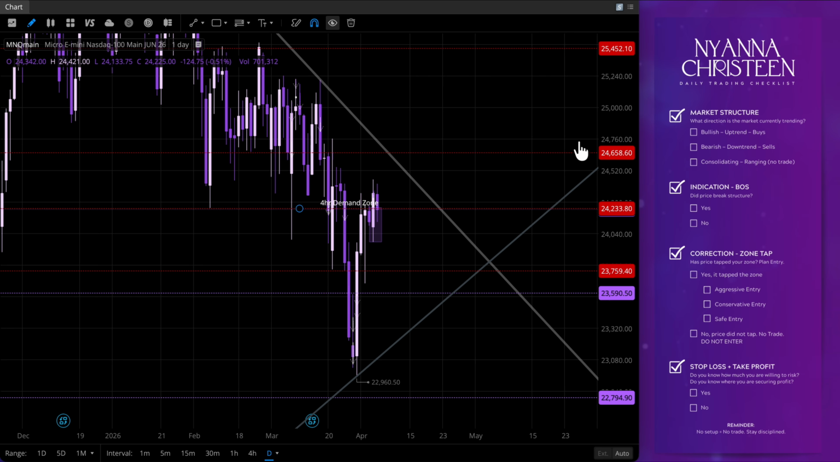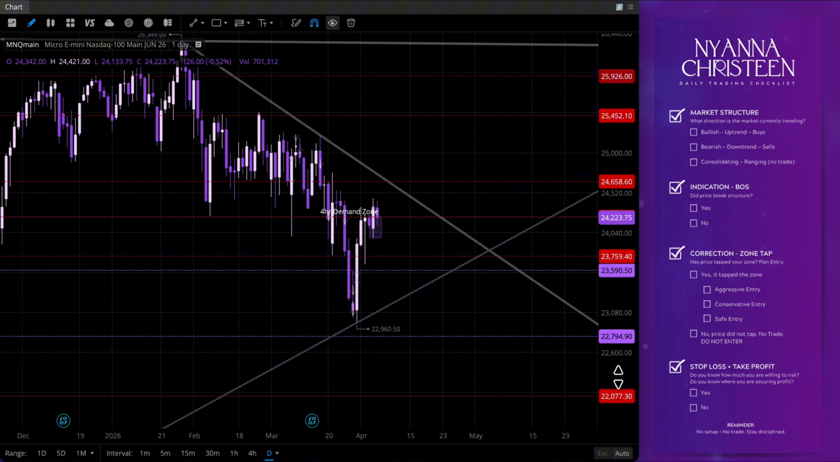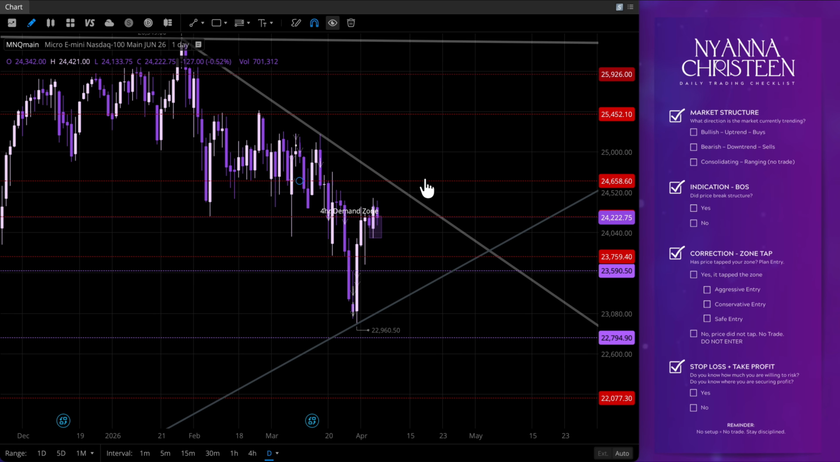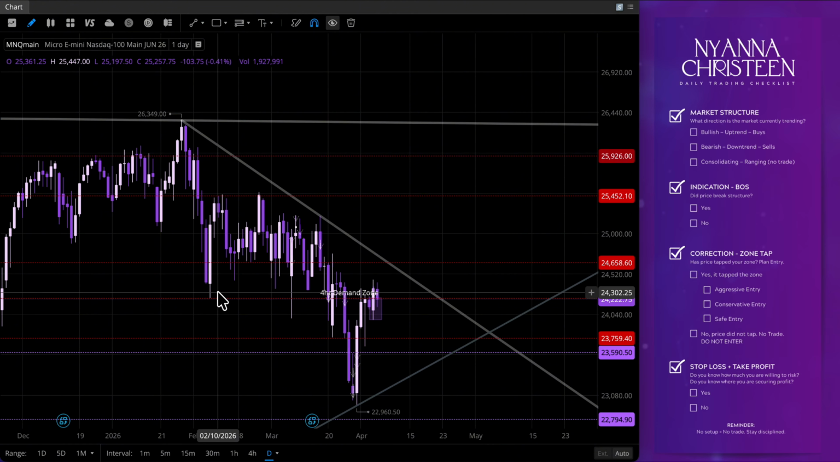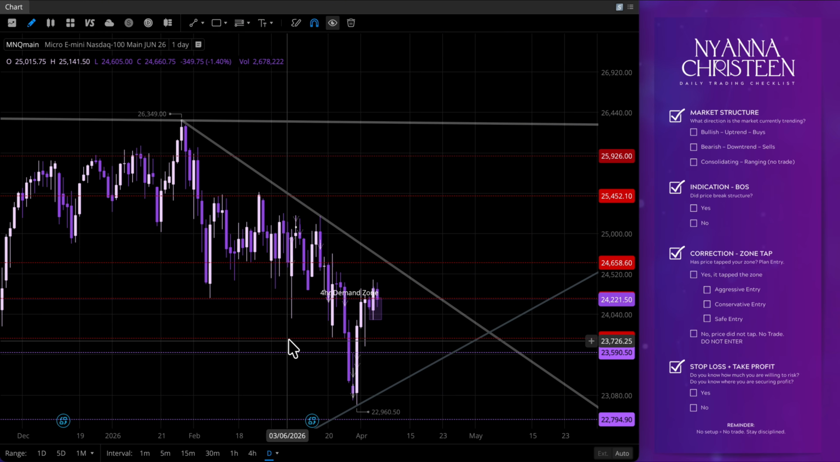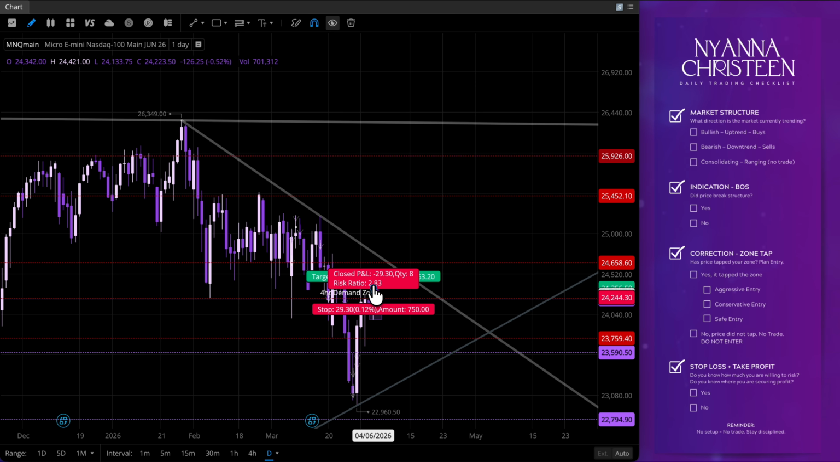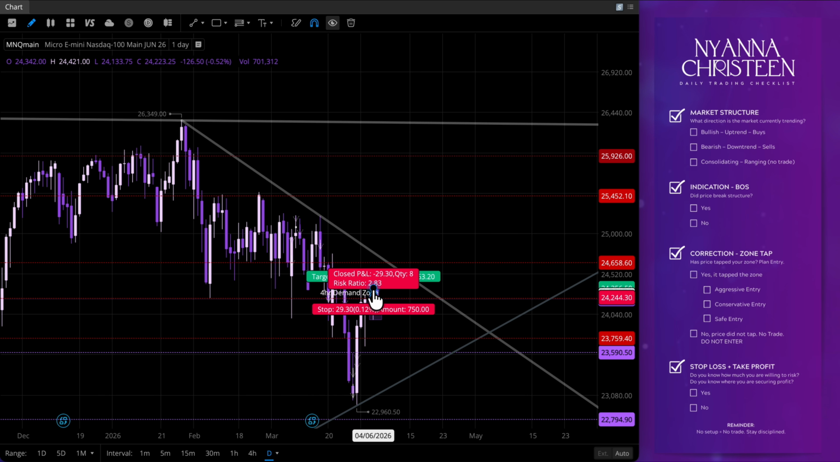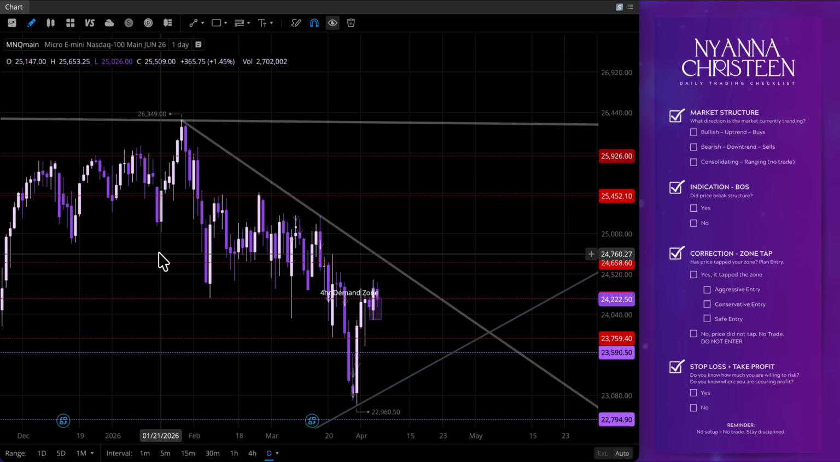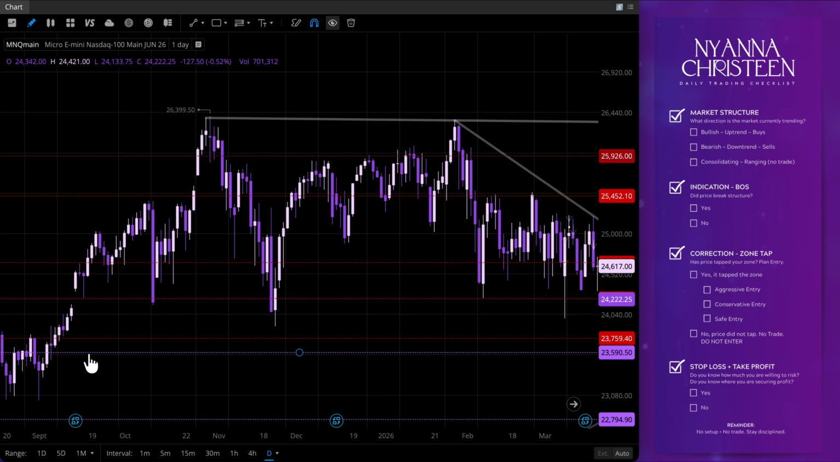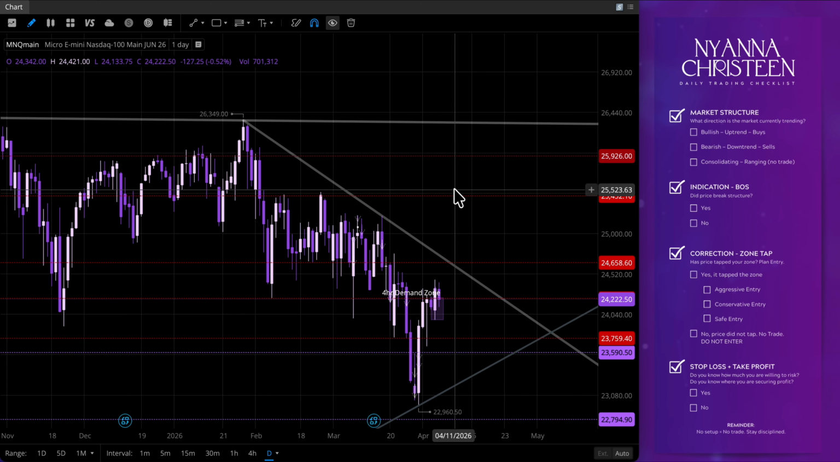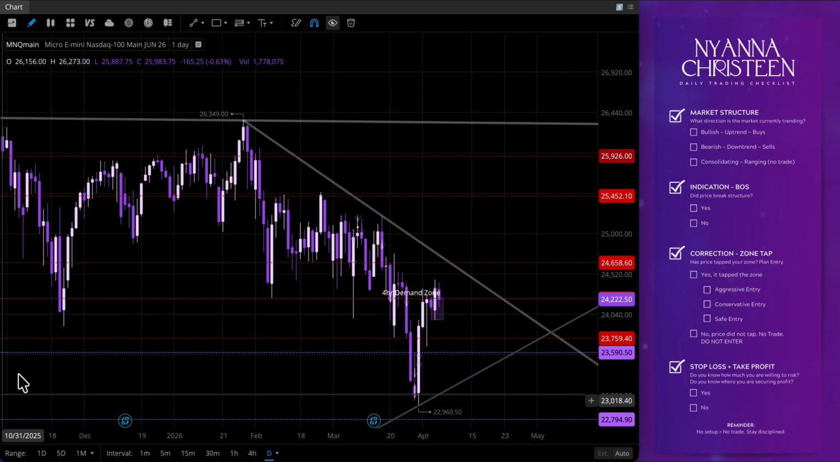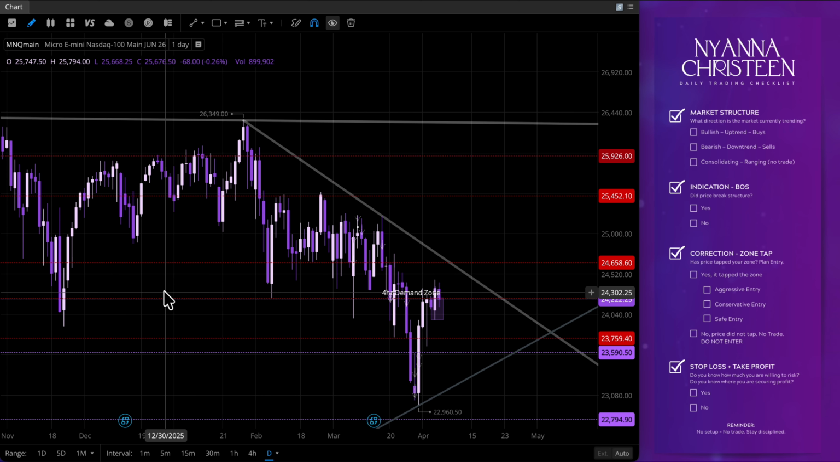Overall, the market is currently on a downtrend. We have a high, we have a low, lower high, lower low, lower high, lower low, okay? And then we have a lower high right here currently. So currently it's on a downtrend, even though overall it is a bullish or uptrend type of instrument.